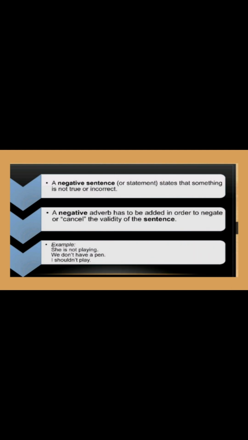A negative sentence or statement states that something is not true or incorrect. In a negative sentence, we find adverbs like no or not. A negative adverb has to be added in order to negate or cancel the validity of the sentence. For example, she is not playing. We don't have a pen. I shouldn't play. These are all negative sentences.